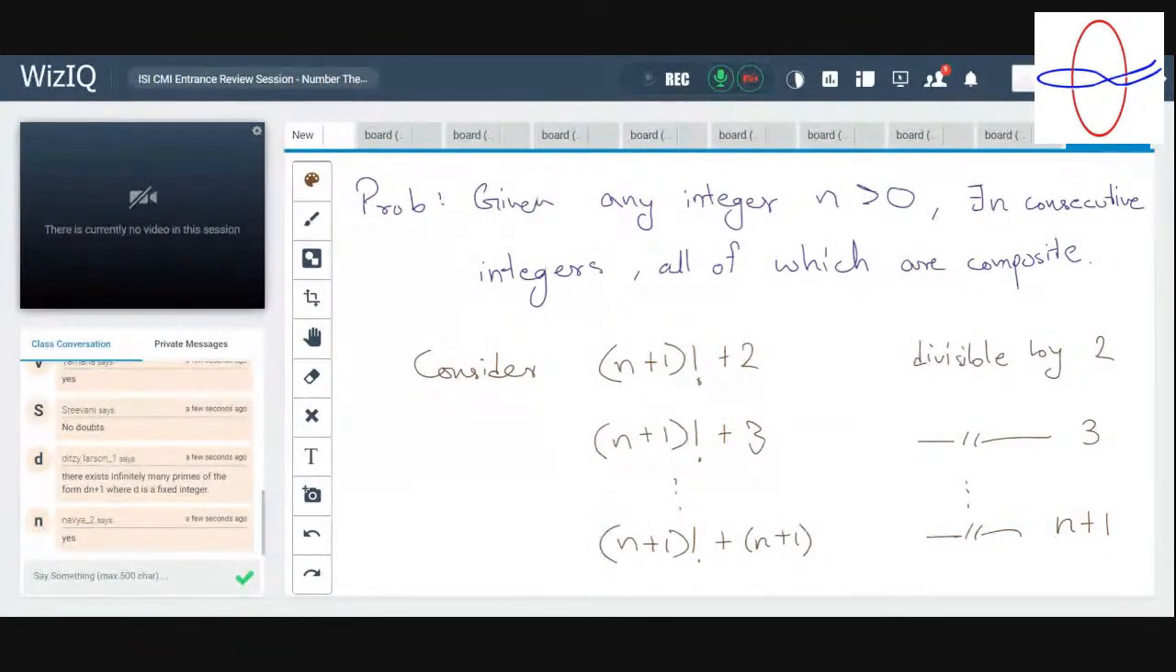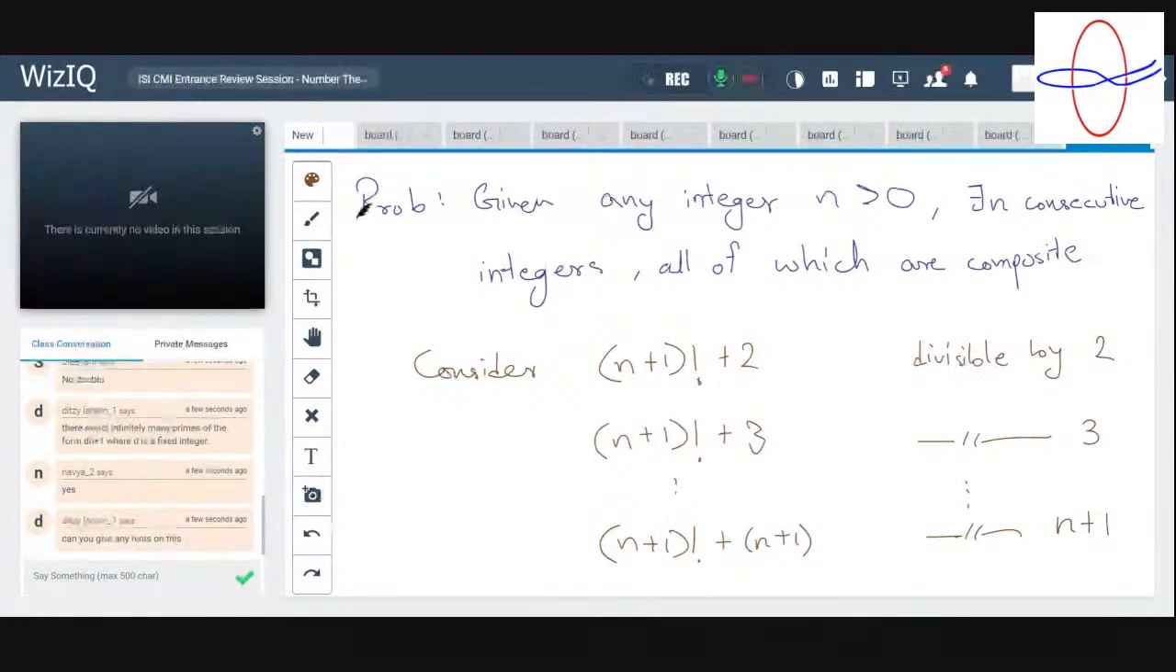There exist infinitely many primes of the form dn plus 1, where d is a fixed integer. Okay, I don't know that. I'm not going to take your word for it either. If you have a proof, I'll take that. But that's not a result we need to know. I think this is slightly more advanced, so that is what my gut tells me.